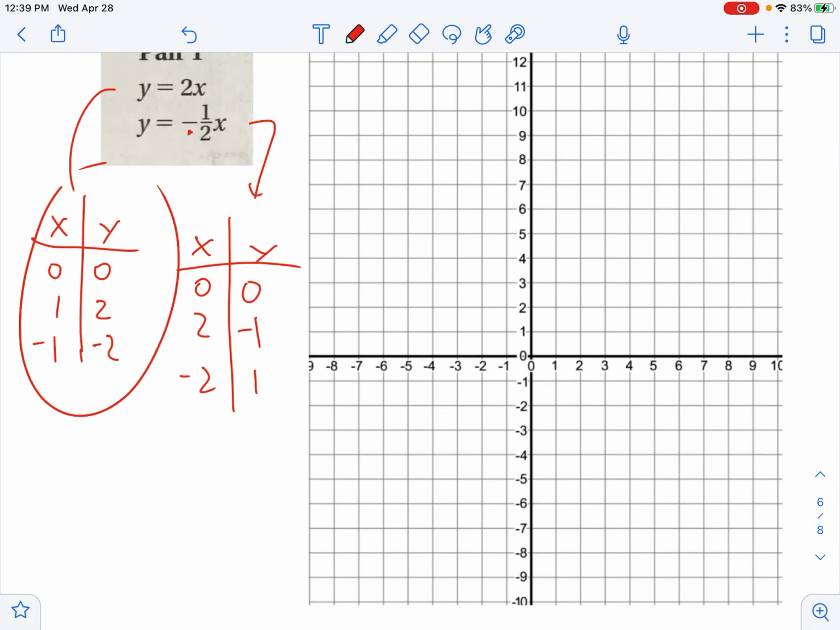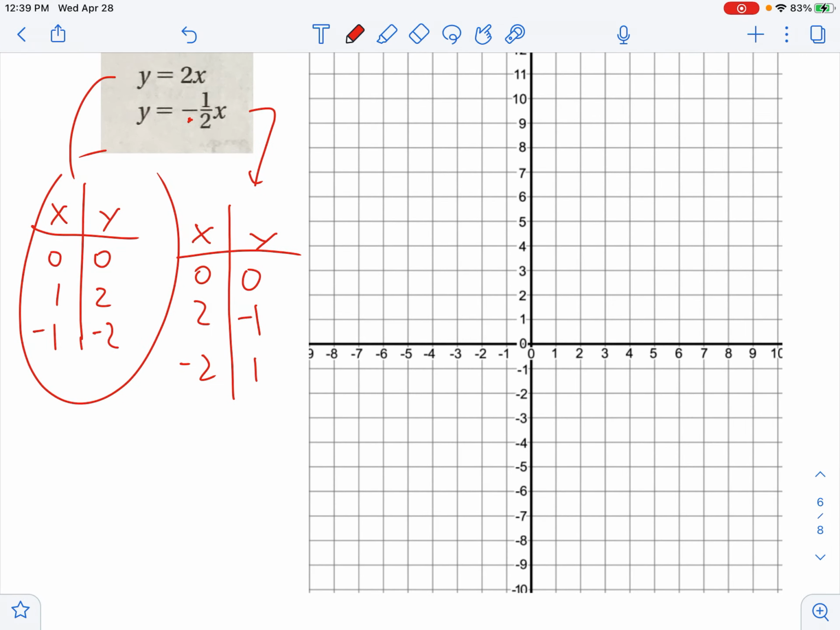So I'm going to plot this guy right here. I'm going to plot at 0, 0, so right at the origin. I'm going to go to 1, 2, and I'm going to go to negative 1, negative 2. And I can see a pattern where it goes over 1 and up 2, so I'm going to follow that pattern, over 1, up 2, and make a dot. Over 1 and up 2, over 1, up 2, just so I can get my line down. There we go.